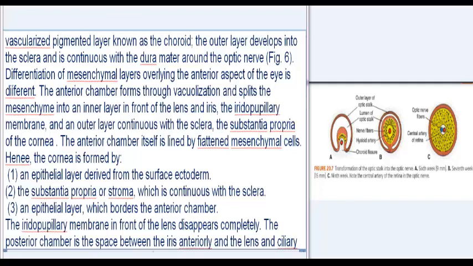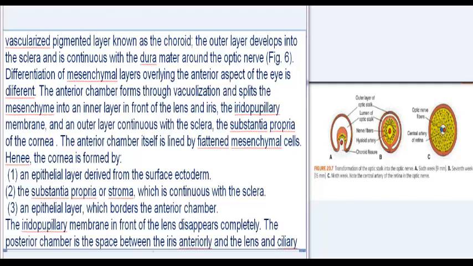The cornea is formed by: 1. An epithelial layer derived from the surface ectoderm. 2. The substantia propria or stroma, which is continuous with the sclera. 3. An epithelial layer, which borders the anterior chamber. The iridopupillary membrane in front of the lens disappears completely.